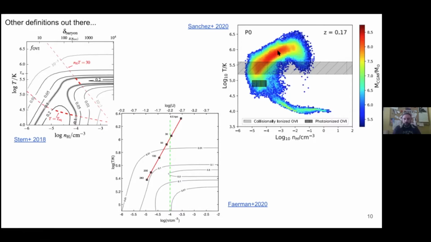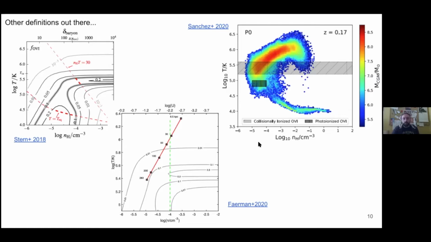And the third one I want to show is from a simulation output. So the colors are basically gas particles in a simulation. And they said, okay, let's just draw this box that goes around this feature. And that's collisionally ionized gas. This box is photoionized. And then when you do that, in at least their simulation, you say, oh, all the oxygen 6 is from collisional ionization.